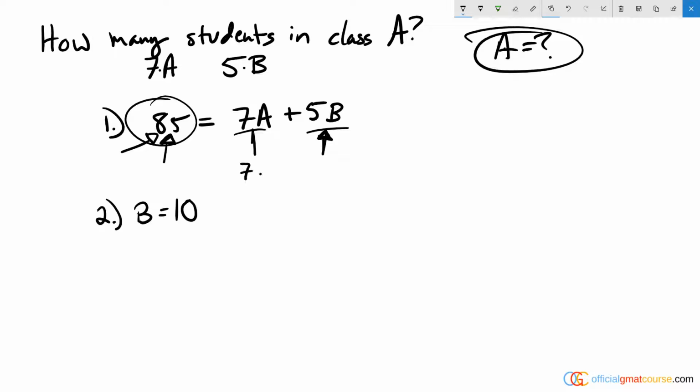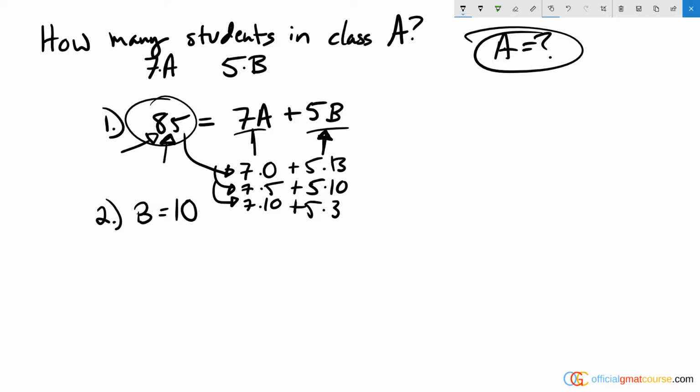Now, it could be 0. 0 is a multiple of 5. Or it could be 5. Or it could be 10. But it has to be a multiple of 5. Now, is it possible to get a total of 85 if I'm adding 7 times 0 plus 5 times B? Well, definitely. 5 times B will have to be 5 times 13, which gets me to 85. What about if I have 35, 7 times 5? Well, then I need 50, so I would have 5 times 10. And what about 7 times 10 getting us to 70? So that would then leave us with 15, which is 5 times 3.